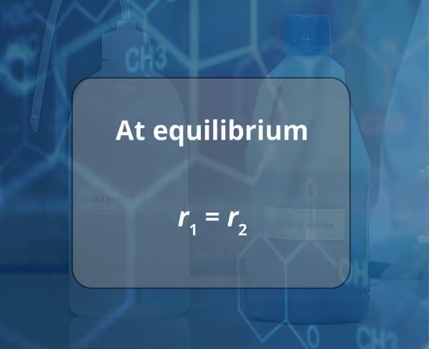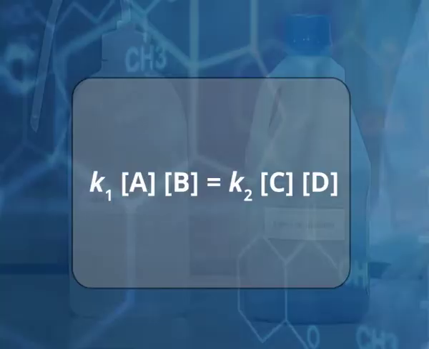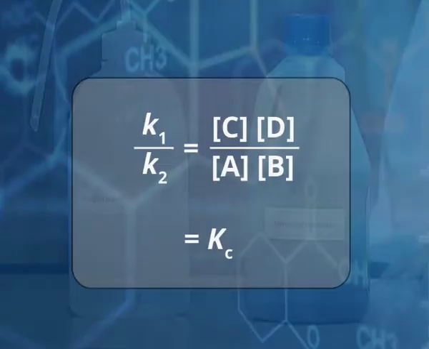At equilibrium, the rates of the forward and the reverse reactions are equal. Therefore, we can write the rates to be equal to each other. Therefore, we can say that K1 into the concentration of A and the concentration of B should be equal to K2 into the concentration of C and the concentration of D. Now, rearranging this equation, we can write K1 upon K2 is equal to the concentration of C into the concentration of D divided by the concentration of A and the concentration of B.